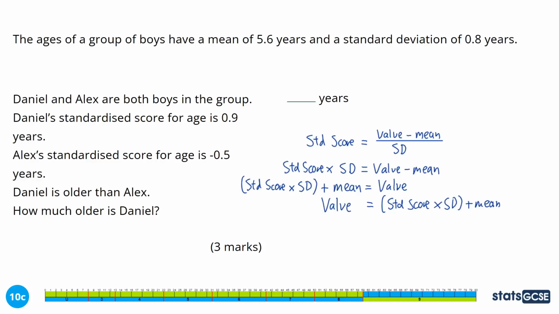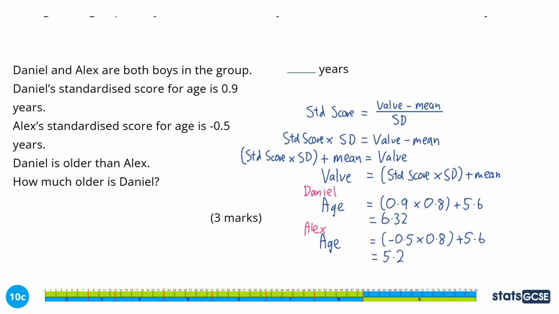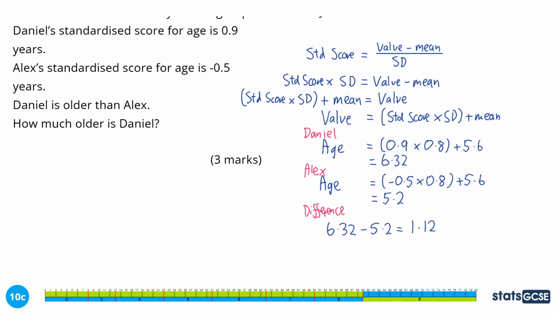and then add on the mean. To find Daniel's age, we're going to put his standardised score, which is 0.9, the standard deviation, which is 0.8, and the mean, which is 5.6, into our formula to find his age is 6.32. And we can do the same with Alex, and we find that his age is 5.2. Finally, we can subtract the ages, so Daniel's age take away Alex's age, which will be 1.12.